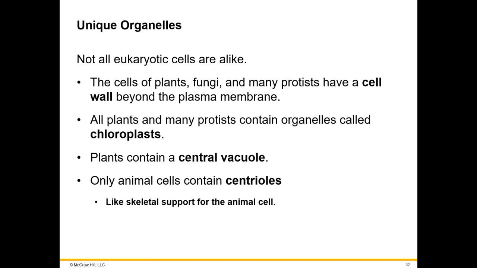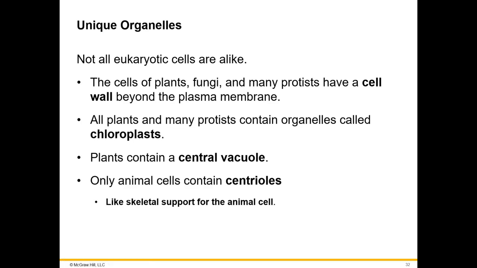Not all eukaryotic cells are alike. We notice that the cells of plants, fungi, and many protists have a cell wall beyond the plasma membrane. And also that all plants and many protists will contain organelles called chloroplasts, which are used for photosynthesis. Another unique organelle to plants is a central vacuole. This is basically for water storage.